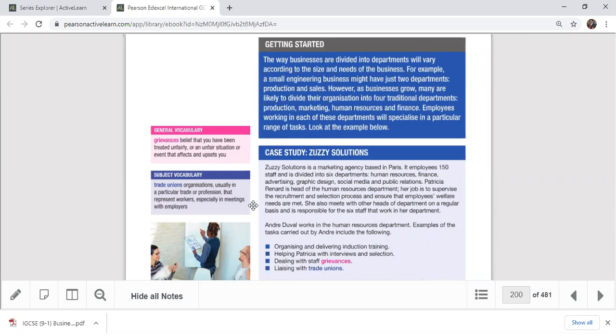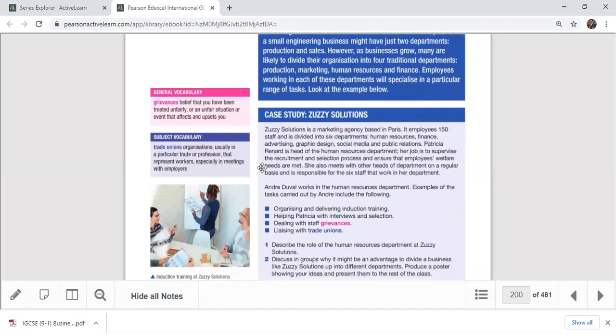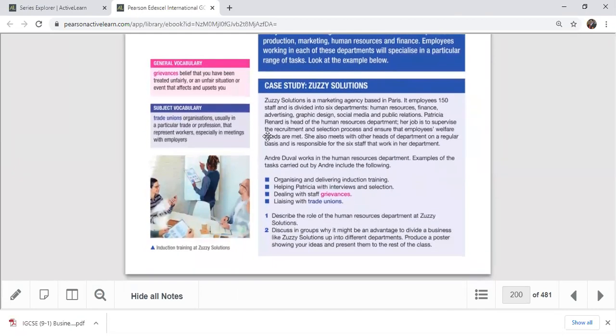Look at the case study, the Sushi Solution. The Sushi Solution is a marketing agency based in Paris, France. It employs 150 staff, so you can see it's not a small business. To be a small business, how many employees should you have? 50 employees. To become a large business, how many employees must you have? 250. So 150 employees means it is neither small nor large. It's a medium-sized business because it's between 50 and 250, right?